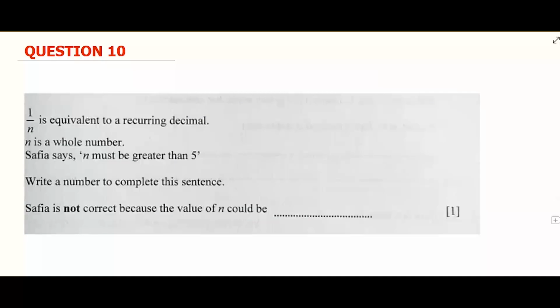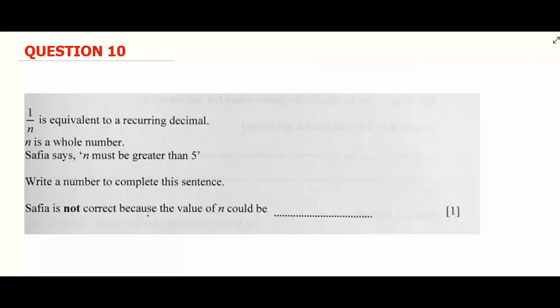So the next question is question number 10. 1/n is equivalent to a recurring decimal. Yes, n is a whole number. Safia says n must be greater than 5. Write a number to complete this sentence.